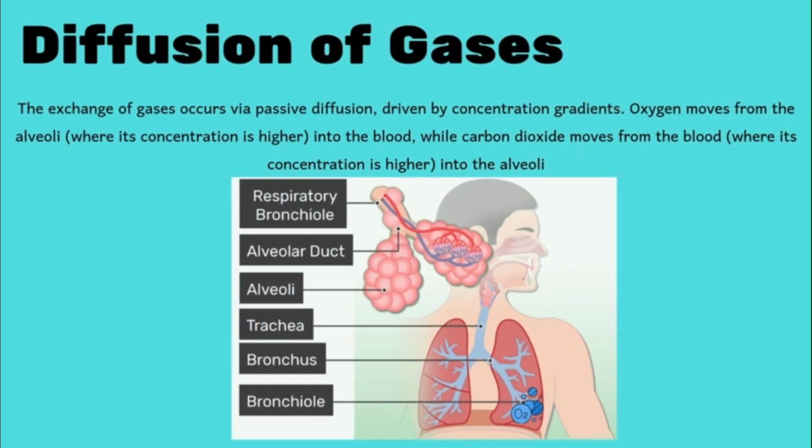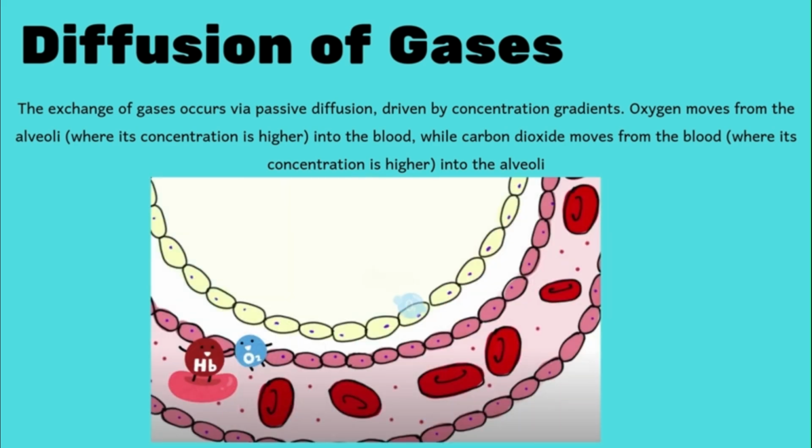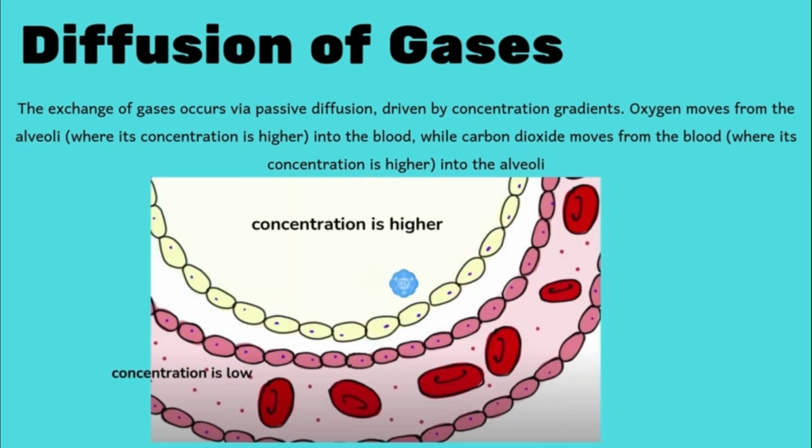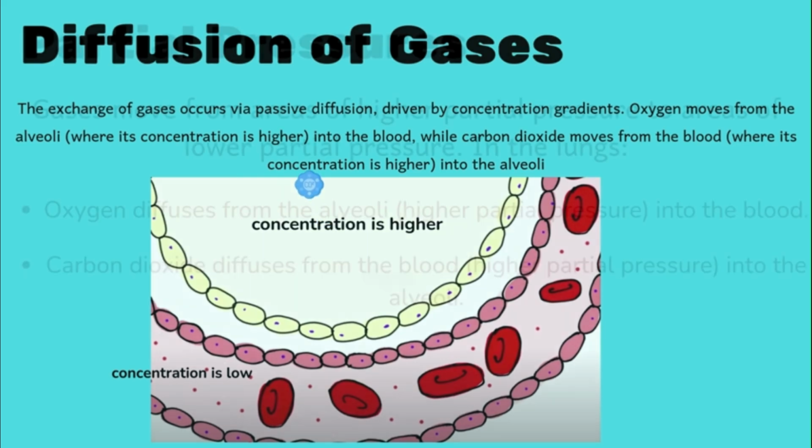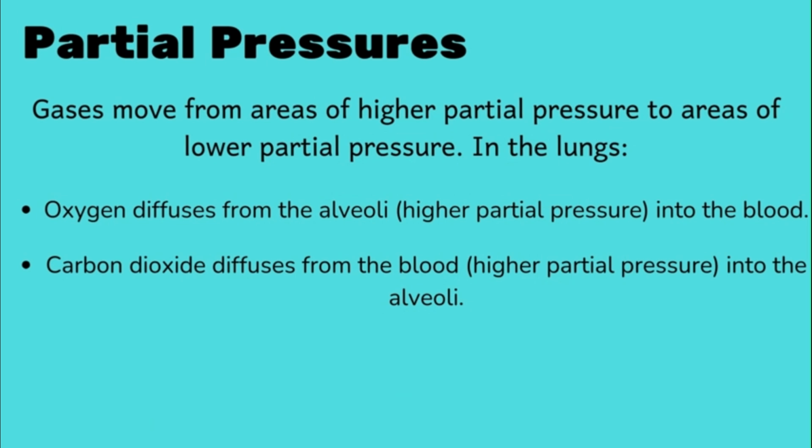Diffusion of gases. The exchange of gases occurs via passive diffusion, driven by concentration gradients. Oxygen moves from the alveoli, where its concentration is higher, into the blood, while carbon dioxide moves from the blood, where its concentration is higher, into the alveoli. Partial pressures. Gases move from areas of higher partial pressure to areas of lower partial pressure. In the lungs, oxygen diffuses from the alveoli, higher partial pressure, into the blood. Carbon dioxide diffuses from the blood, higher partial pressure, into the alveoli.